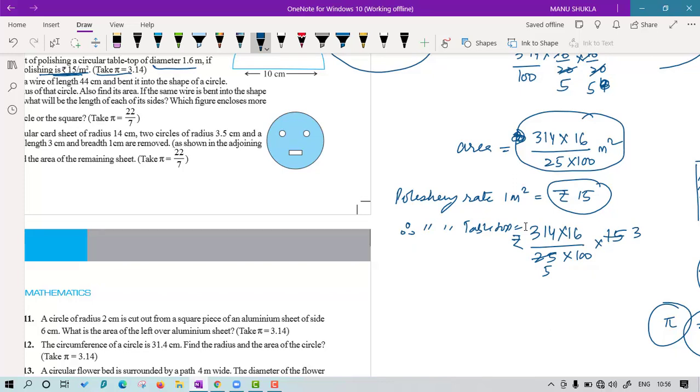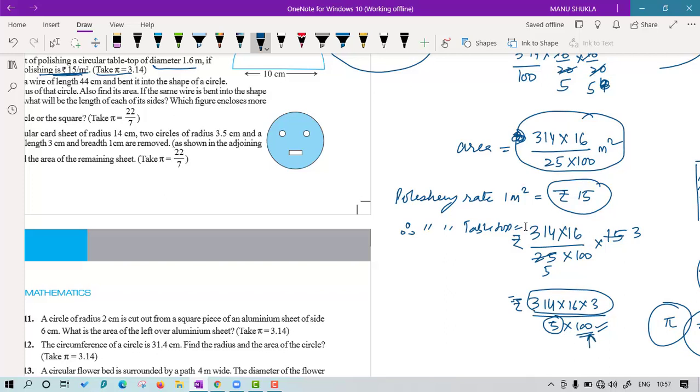So this you have to do on your own. Rupees 314 into 16 into 3 upon 5 into 100. Don't touch this 100. Better you multiply these three. Whatever you get, divide that by 5 and then put the decimal for this 100. Okay, that would be better. If you simplify this 100, it will take a lot of time.